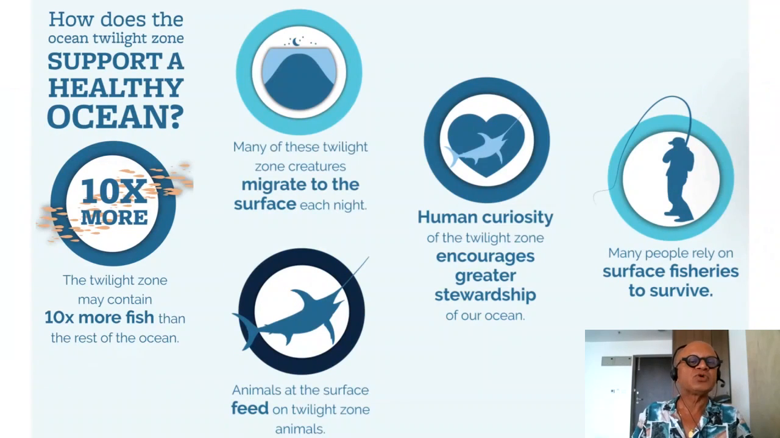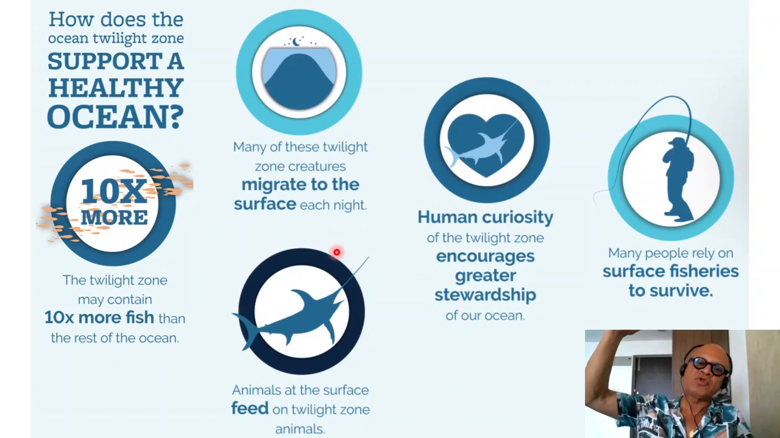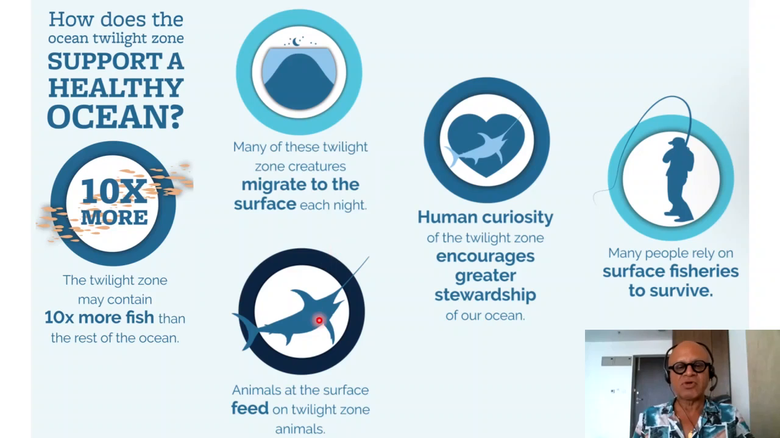Okay, how does the ocean twilight zone support a healthy ocean? The twilight zone may contain 10 times more fish than the rest of the ocean. May contain, because we still have a lot of data to be gathered. Many of these twilight zone creatures migrate to the surface each night, so they get away from predators during the day and come down into darker regions so they won't be seen. During the evening they go up to feed, so they migrate, and it is argued that a lot of carbon is moved in this way as well during migration.